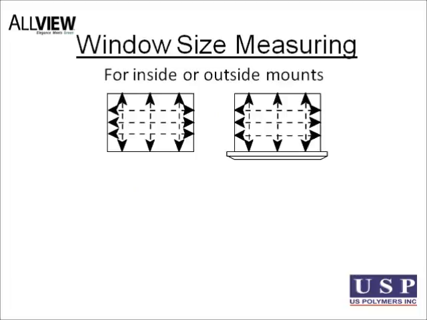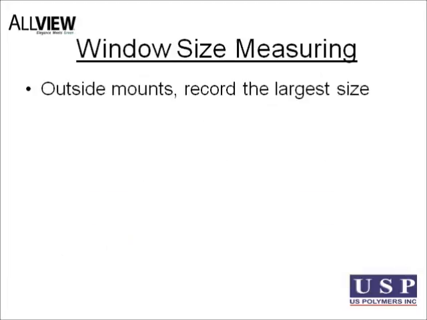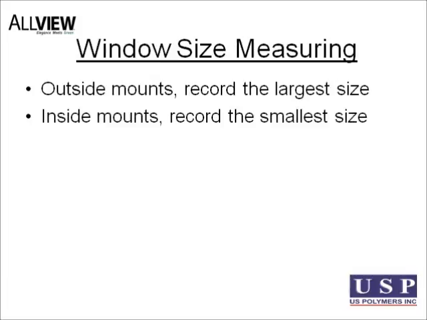Window size measuring is used for both inside and outside mounts. The window width and height are measured from the inside of the opening. The factory will make all the deductions or additions for any frame you select. For outside mounts, record the largest measurements. For inside mounts, record the smallest measurements. For details on the factory additions and deductions on each type of frame, reference your shutter manual.